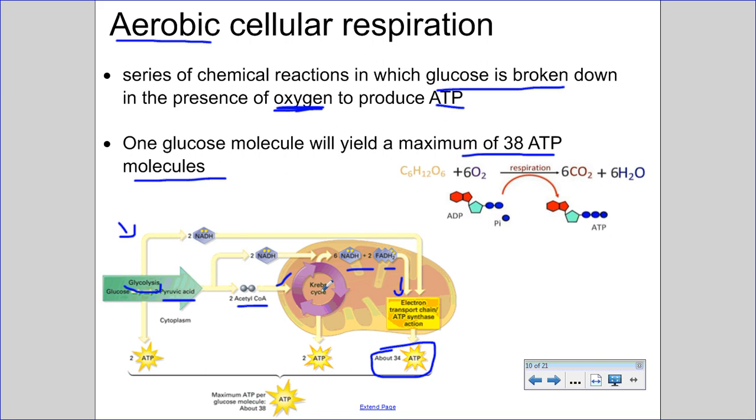Just note that the Krebs cycle and electron transport chain occur within the mitochondria, and glycolysis occurs in the cytoplasm. Glycolysis and the Krebs cycle generate a very small amount of ATP, and it is the electron transport chain that generates the majority of ATPs in cellular respiration.